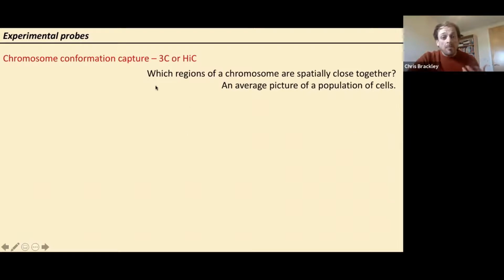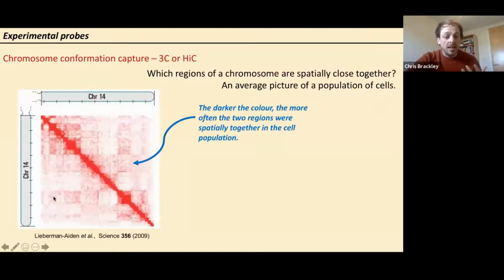In these experiments, they give you information about which regions of the chromosome are found spatially close together within the cell nucleus. Usually it gives you an average picture of a population of typically millions of cells. I'm not going to give you any details about how those experiments work, but I'm happy to talk afterwards if you're interested. But the information you get out of these experiments typically looks like maps like this.